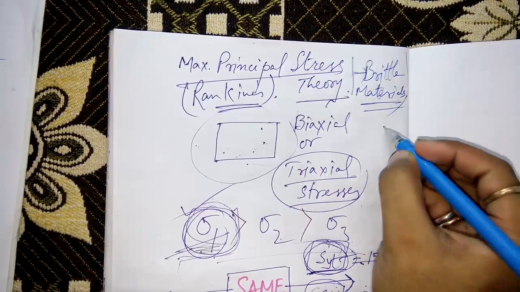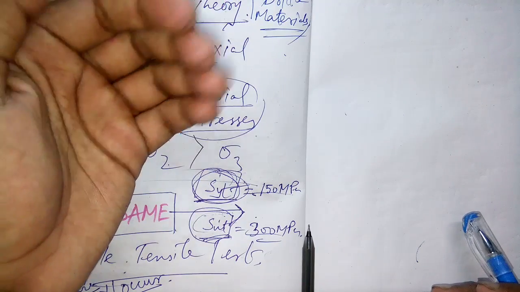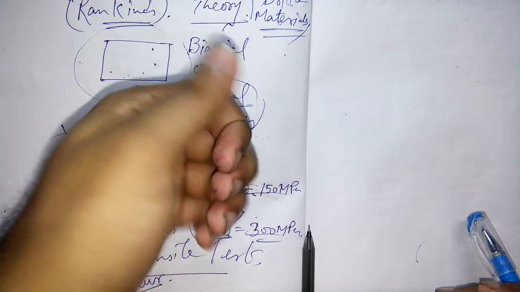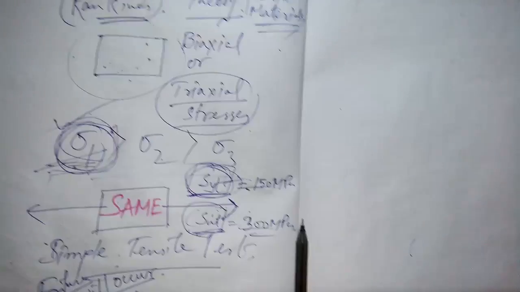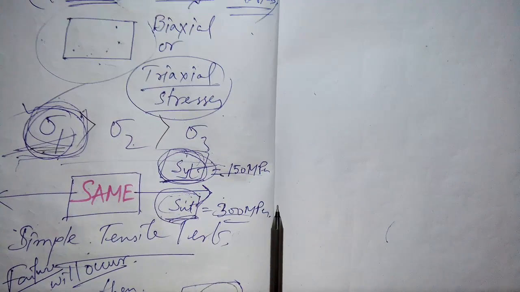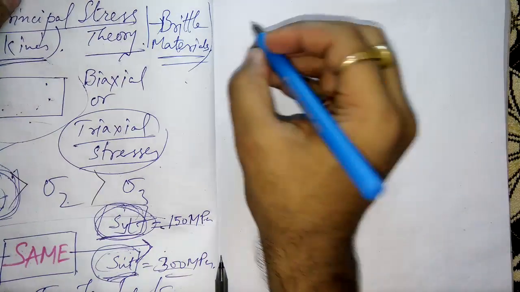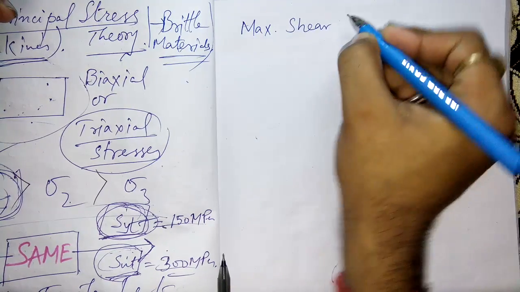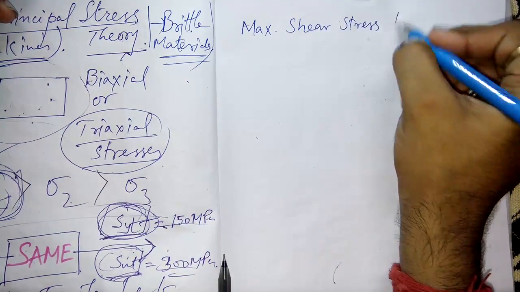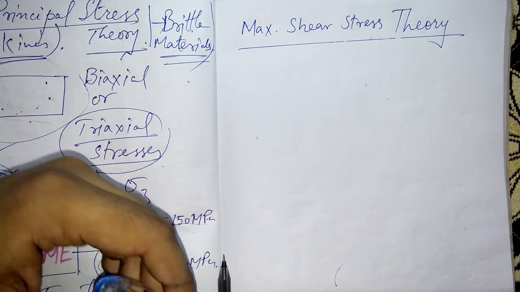Now, if you have understood this, you can understand maximum shear stress theory easily, and after understanding maximum shear stress theory, your concept of maximum principal stress theory is going to be much clearer. So we will start with maximum shear stress theory. The logic and the fundamental thing is the same.